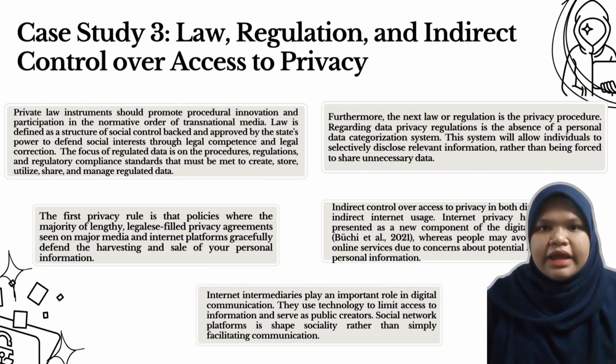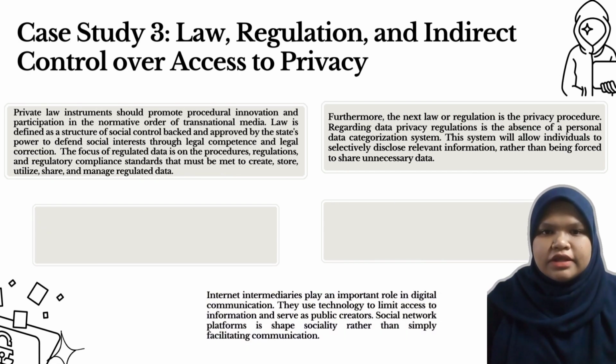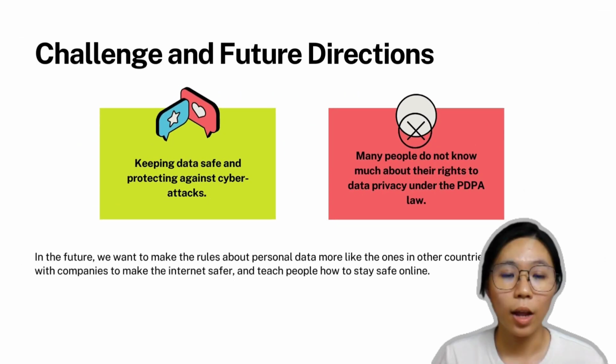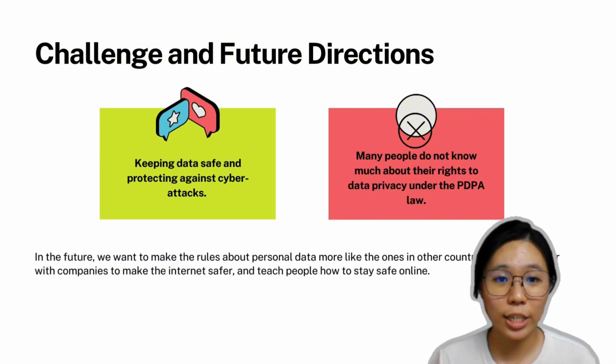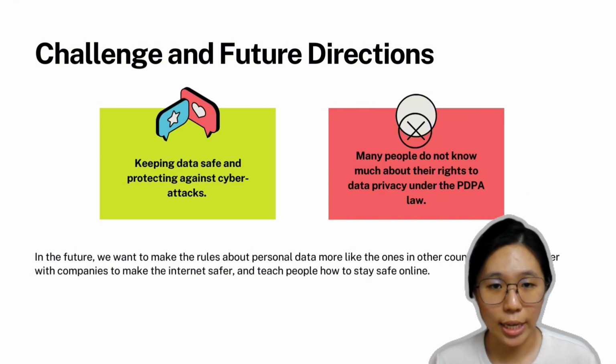Internet intermediaries play an important role in digital communication. They use technology to limit access to information and serve as public curators. Social network platforms shape society rather than simply facilitating communication. In this case, the law must be careful not to confuse the autonomy of emerging normative and privacy regulation with their naturalization. Last but not least are the challenges in privacy.